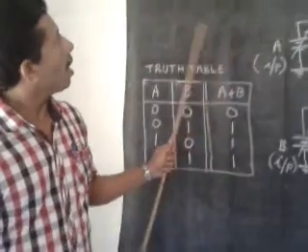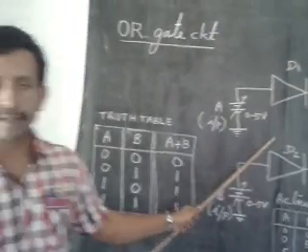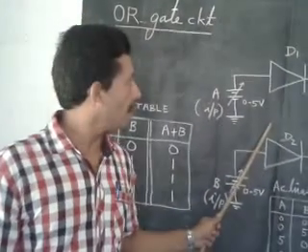This is the OR gate configuration of OR gate circuit. That's all about OR gate circuit.